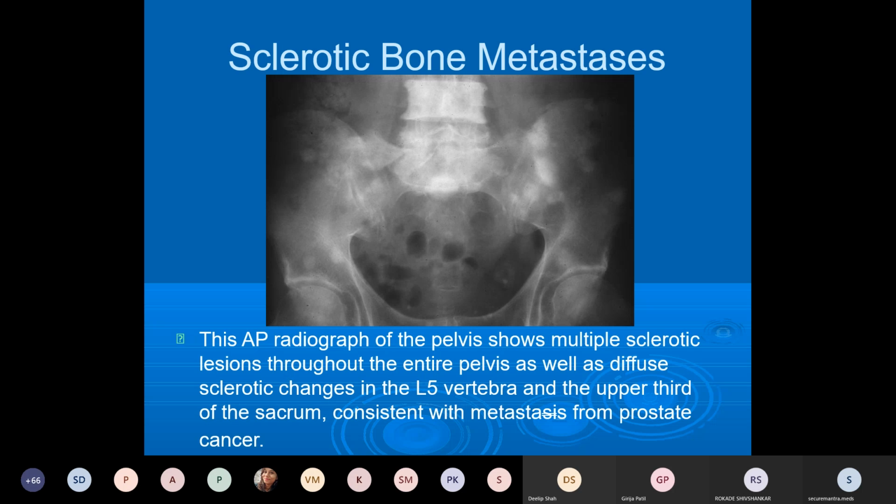And this is consistent with metastasis from prostate cancer. So this patient is a known case of CA prostate, and you can see the osteoblastic metastases involving the entire pelvis, sacrum, and L5 vertebra.